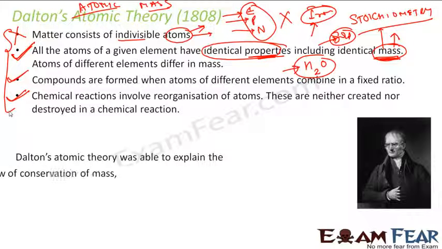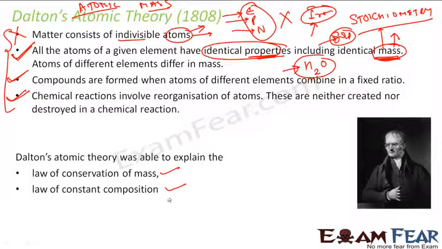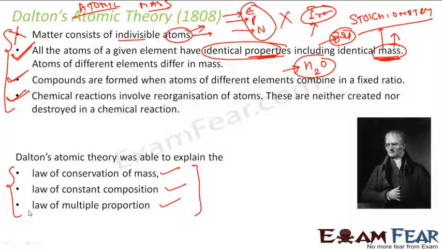And the best part of Dalton atomic theory was that this theory was able to explain the law of conservation of mass. This theory was able to explain the law of constant composition and also the law of multiple proportion. We have studied all this in class 10. If you have not, please watch the class 10 video once again to clear your concepts of all these 3 laws. But there was an issue with Dalton atomic theory.